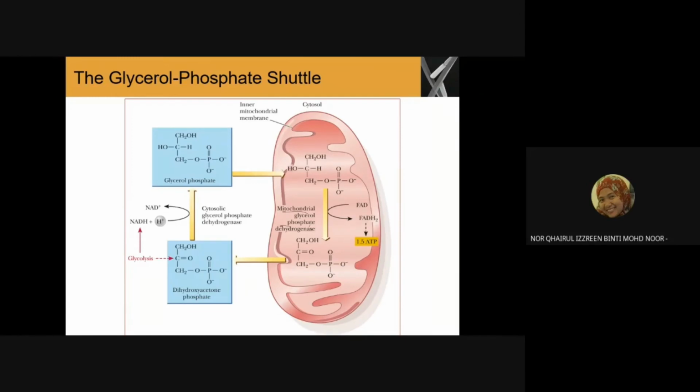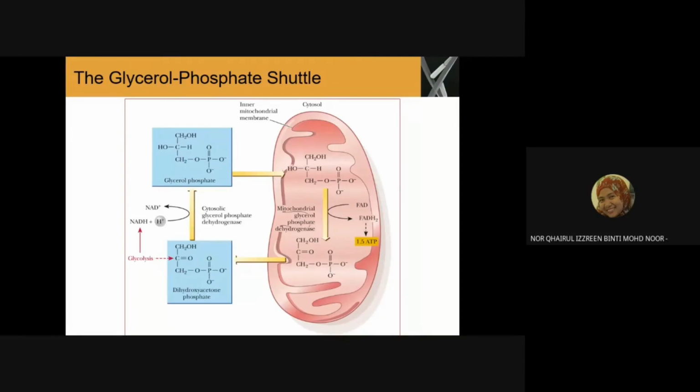At the same time, let's see dihydroxyacetone phosphate first. DHAP will be converted to glycerol phosphate, also known as G3P. So go back and revise the glycolysis pathway. At the same time as this reaction, NADH plus H plus will be converted to NAD plus.